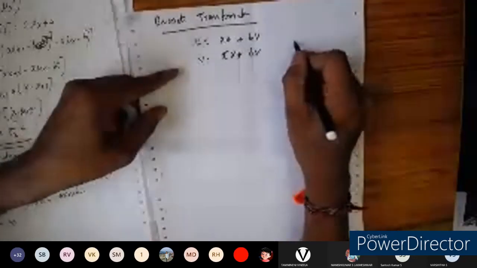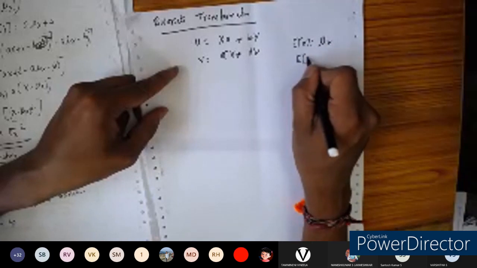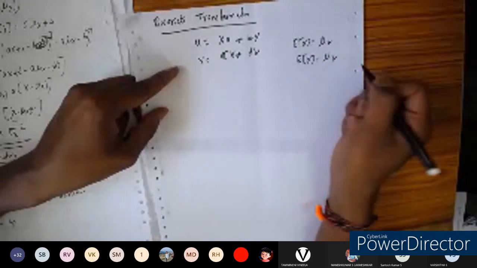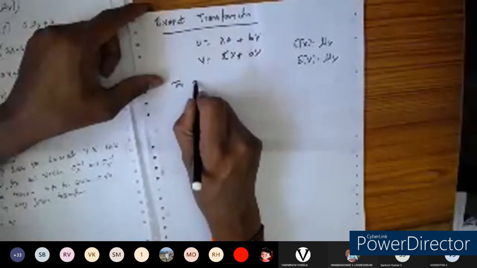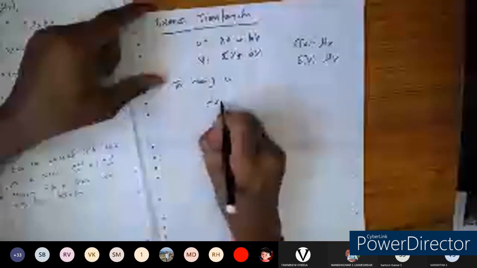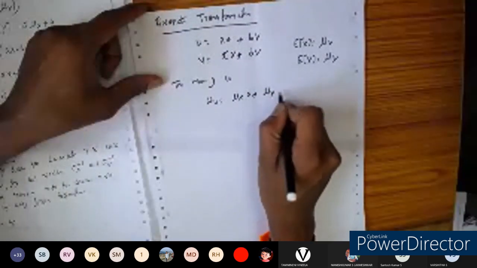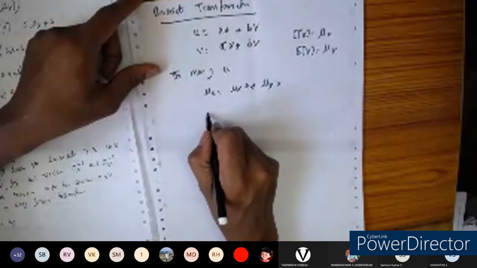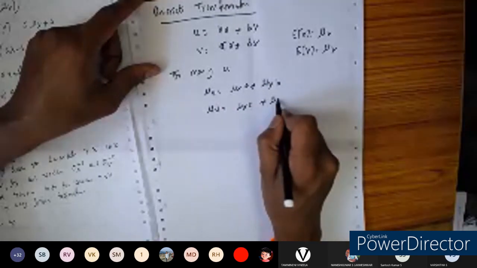The mean of x is equal to mu x, and the expected value of y is equal to mu y. You have already taken the mean of u: mu u is equal to mu x into a plus mu y into b. Similarly, the mean of v is equal to mu x into c plus mu y into d. Already you have taken that one.